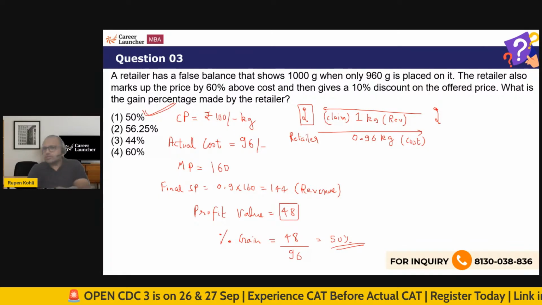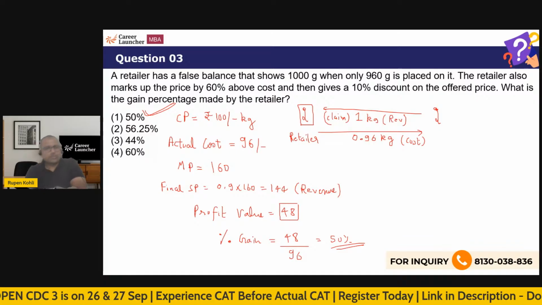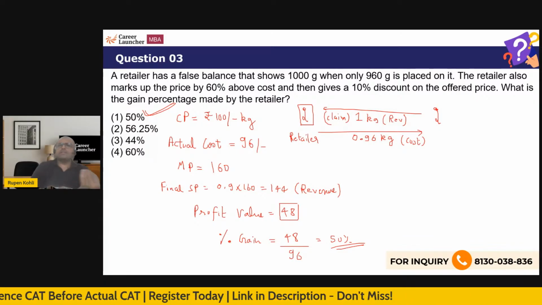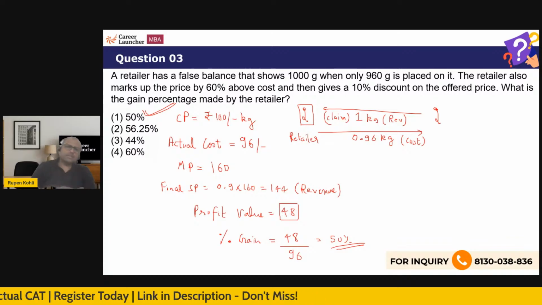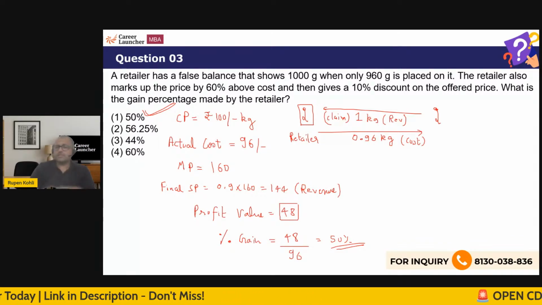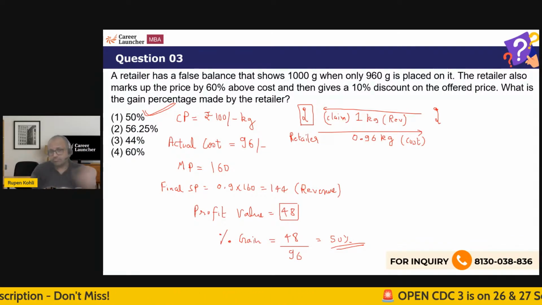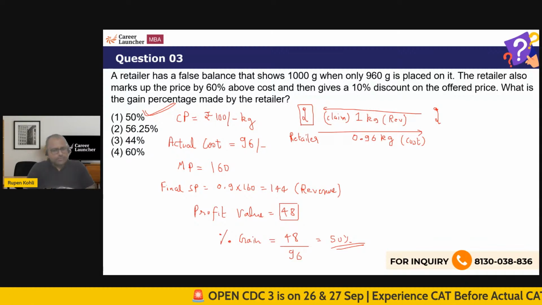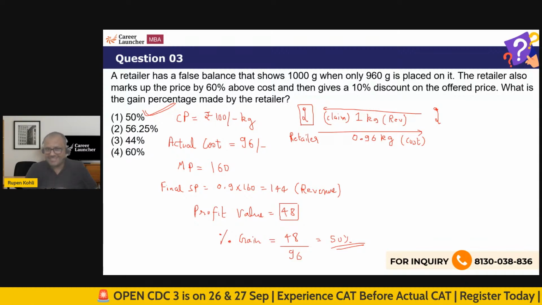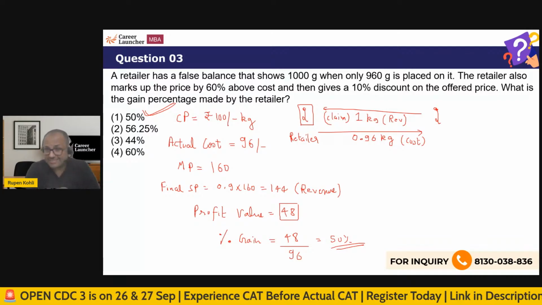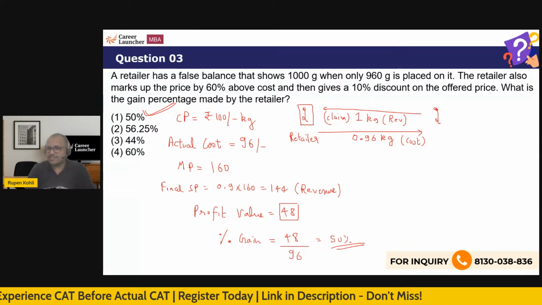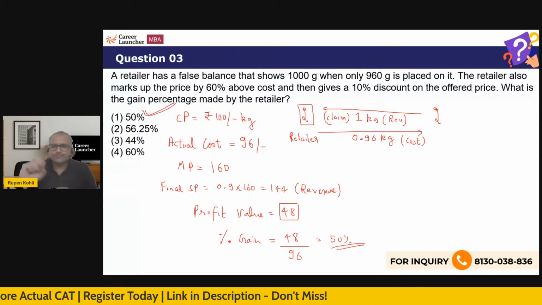Right. So in all such questions, just consider a transaction of 1 kg. Assume the cost as 100. Proceed to find the mark price, selling price. Compare the final selling price with respect to the actual cost, and there you go. So a classic question of cheating traders, faulty balances. This retailer is cheating the customer.